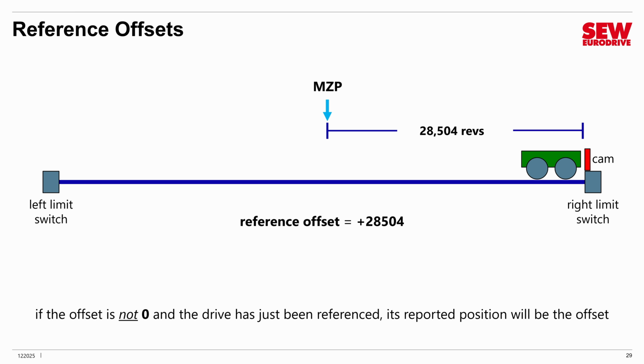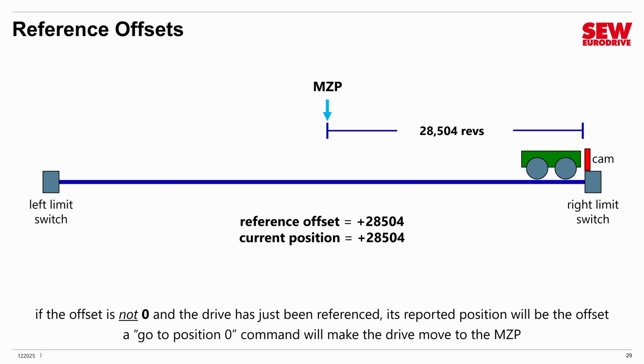The current position is 28,504 revs because that's where we are relative to 0. And if we tell the VFD, go to position 0, here's what it'll do. It'll zip over here until it goes to the MZP. And then at that point, it will report the position as 0. So I hope you understand that.